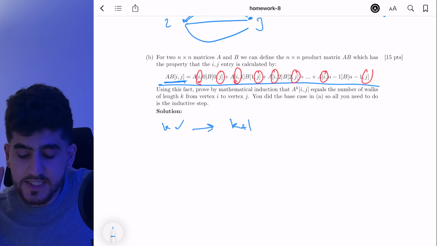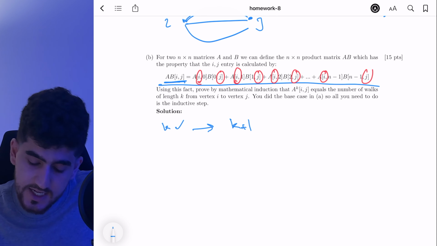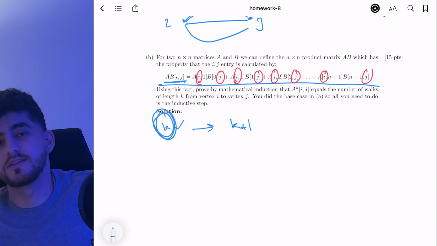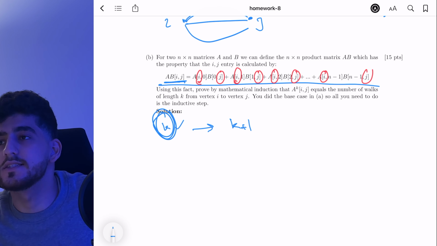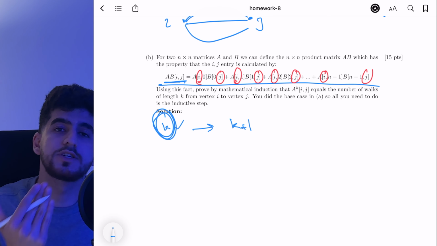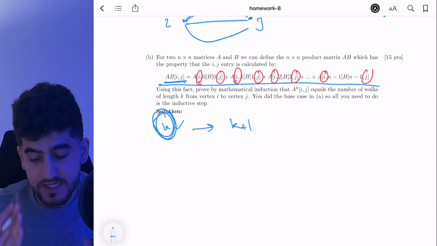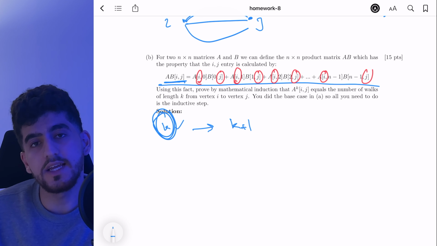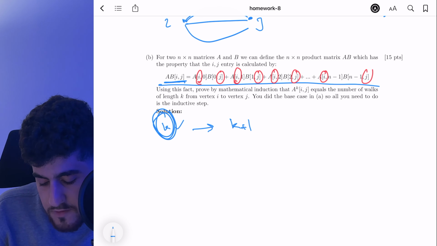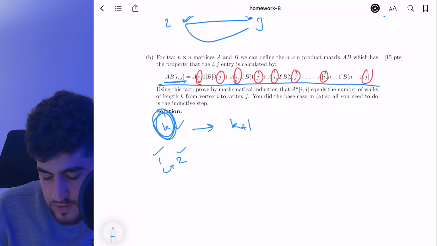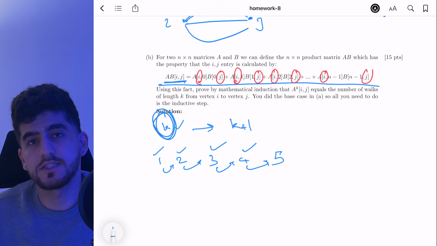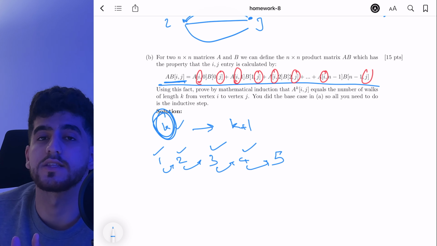Okay, this is an assumption. It says that if for k it's true, then for k plus 1 it's true. This way we form a chain. If for 1 it's true, then for 2 it's true. If for 2 it's true, then for 3 it's true. If for 3 it's true, then for 4 it's true. If for 4 it's true, then for 5 it's true, and so on. So this is an assumption.